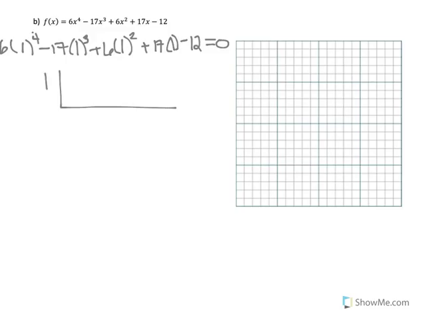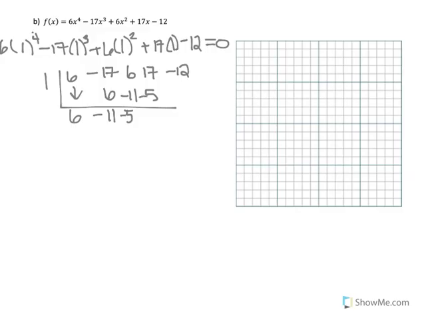So we're going to plug a 1 in here. We get a 6, negative 17, 6, 17, negative 12. Bring down the 6. 6 times 1 is 6. Add those together, we have negative 11. Negative 11 plus 6 is 5. Add those together.